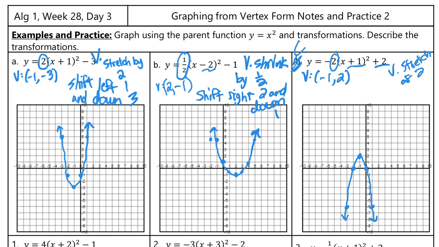So this was a vertical stretch of 2, shift left 1, and up 2, and also a reflection. I know I didn't give you a ton of room. Hopefully you can make it work. Reflection over the x-axis. And there we go.